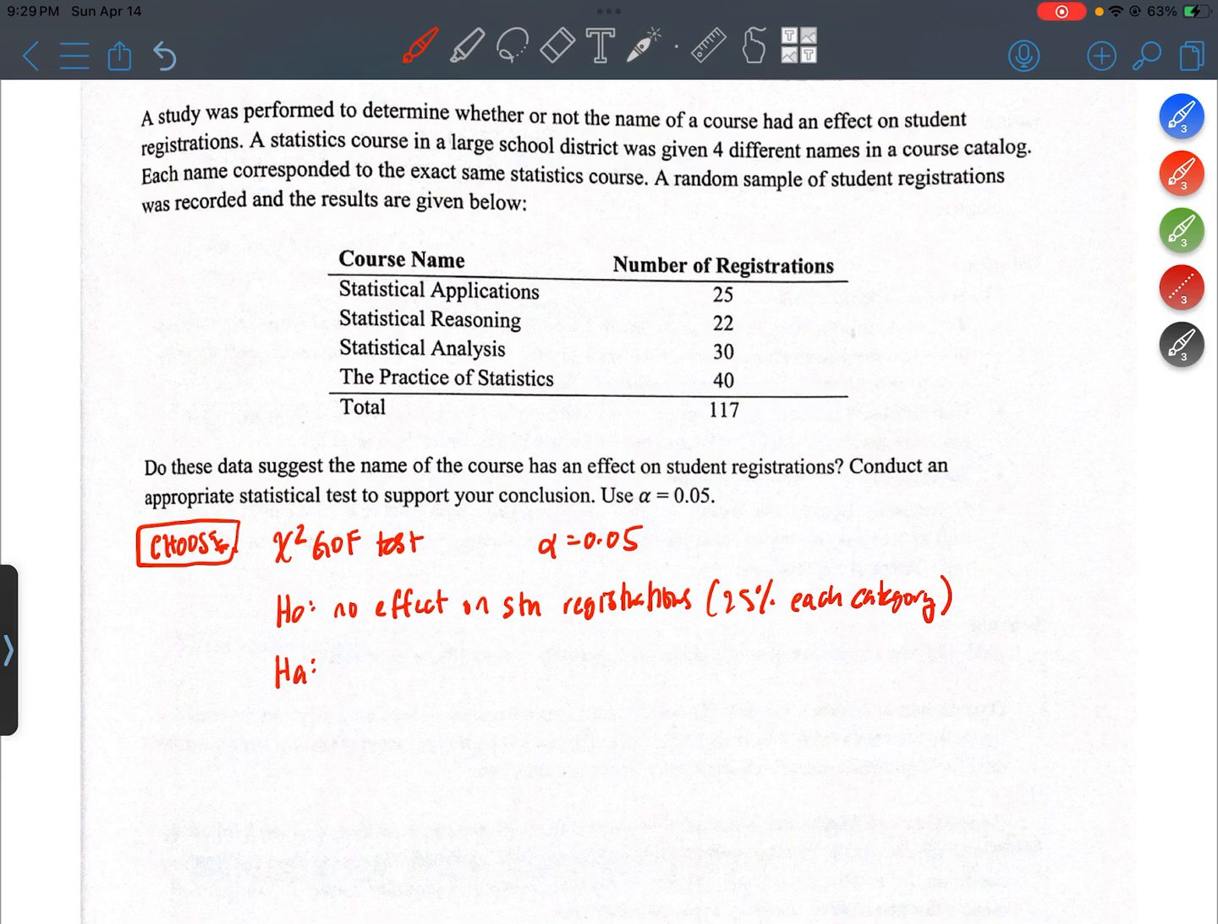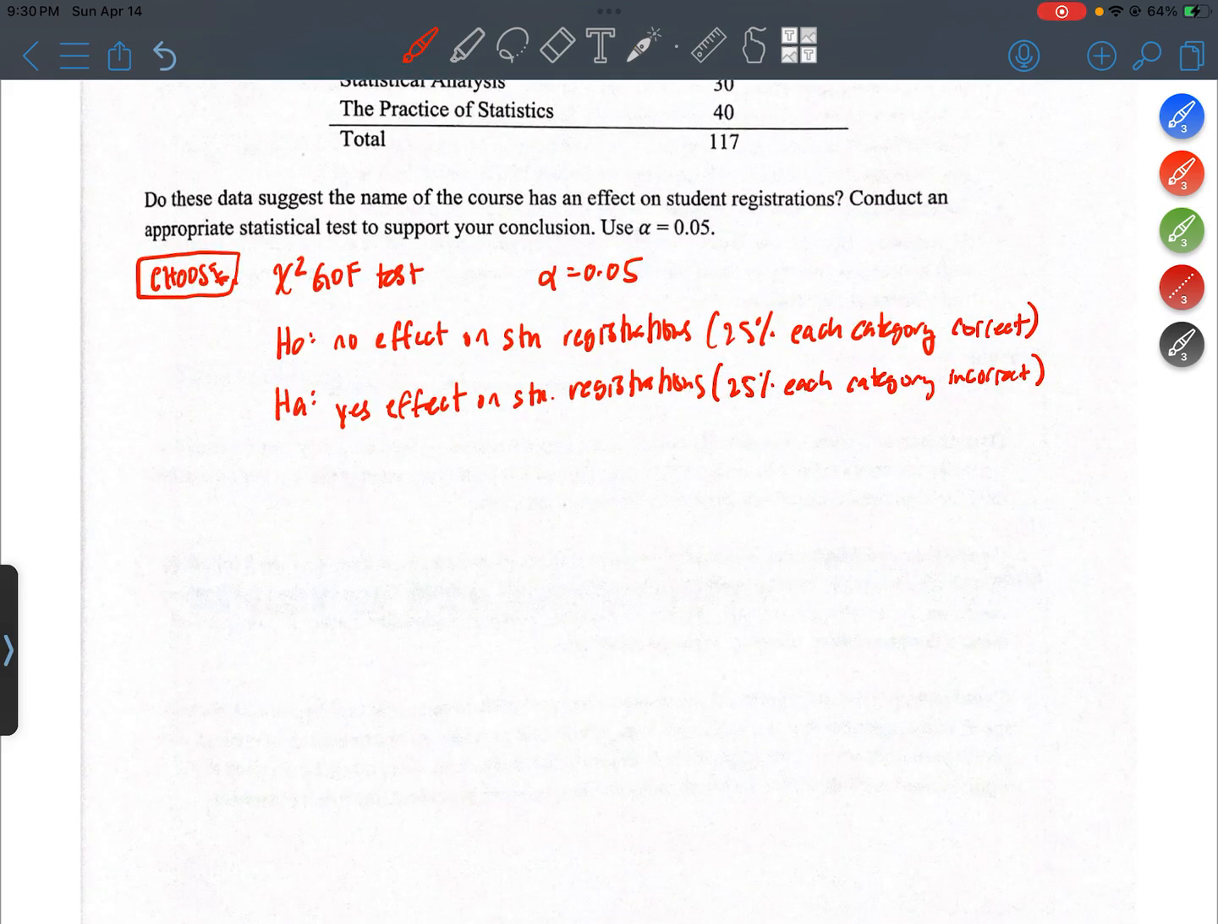The alternative is what we're trying to find evidence for, which is that there is an effect on student registrations. And that would imply that this 25% for each category is incorrect. Maybe we can phrase it that way. The null is that 25% in each category is correct, and the alternative is that 25% in each category is incorrect. Okay, that looks good there. Let's move on to the next step.